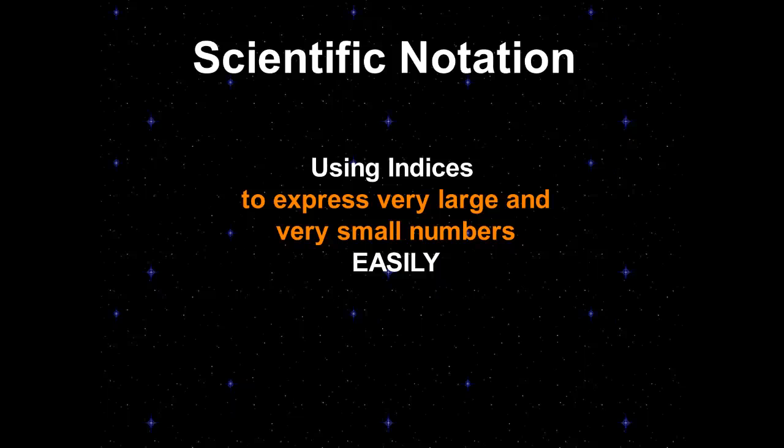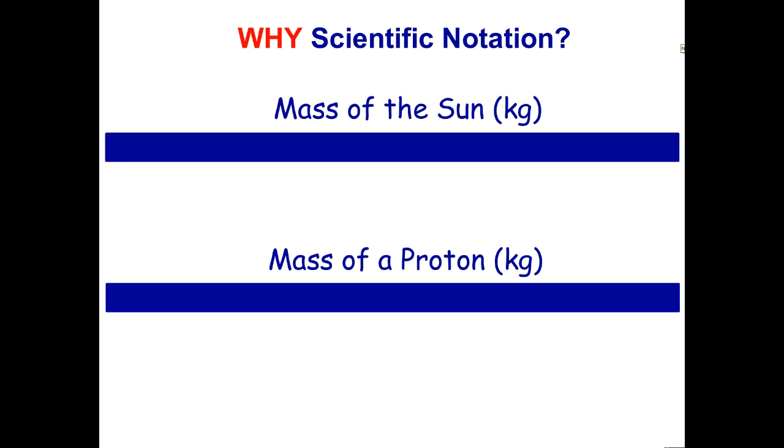Hello students. In this video, or in this video series I should say, we're going to show you an application of indices called scientific notation. And what indices are used for here is to represent really large numbers and really small numbers in a really efficient way. So for example, let's have a look at the mass of the sun in kilograms.